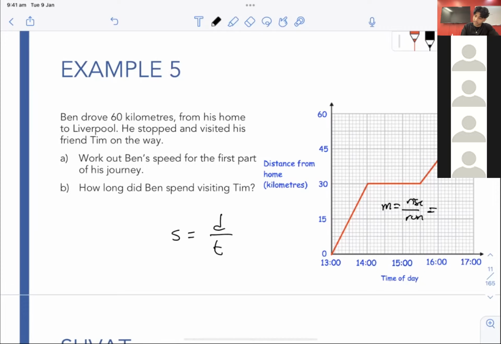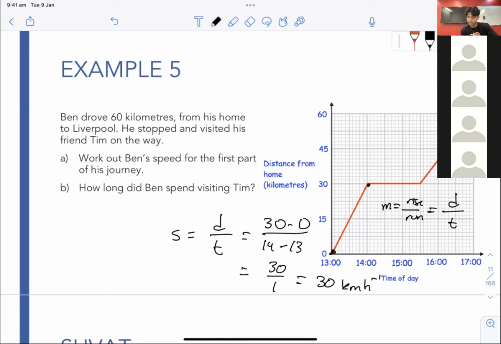The rise in this case is distance, run is time. All right, so we'll pick these 2 points. So that's going to be 30 minus 0 on 14 hours minus 1300 hours. Okay, so that's 24-hour time. I'm going to leave it like that. So in total, it's 30 over 1, or in other words, 30 kilometers per hour, okay?